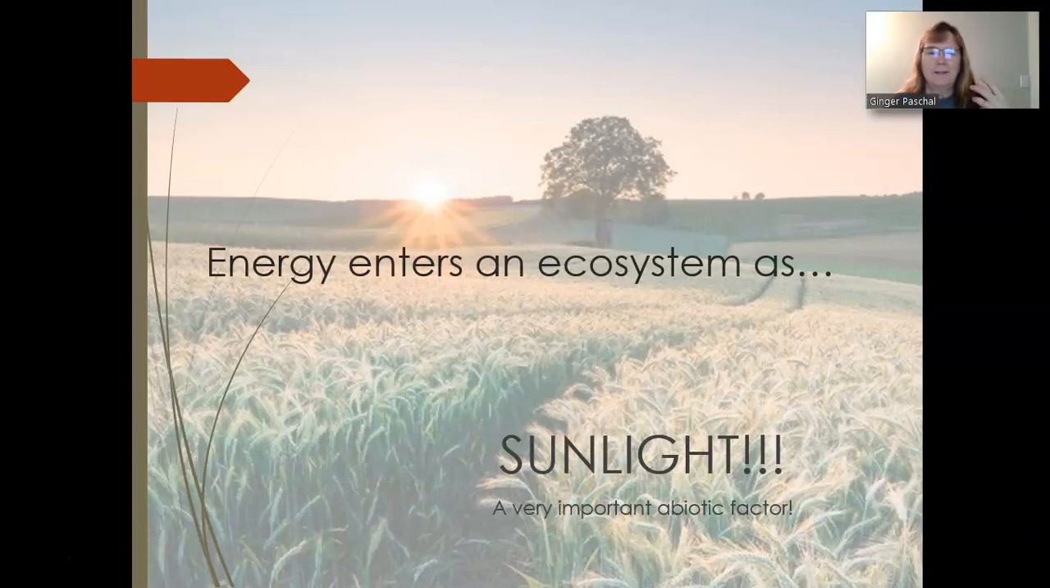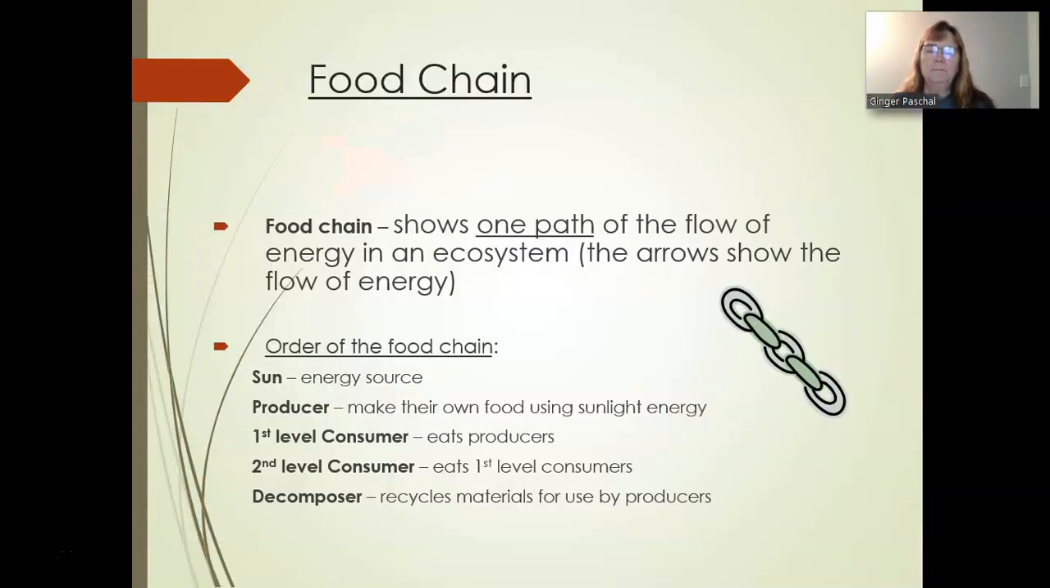Now, energy. Now we get to the point that we're talking about in this. Energy enters an ecosystem as sunlight. That's why I've got this picture in the background of the sun rising on a field of wheat. So sunlight is a very important abiotic factor. When we look at a food chain, we can actually put sunlight into a food chain. A food chain shows one path of the flow of energy. So a food chain shows the flow of energy in an ecosystem.